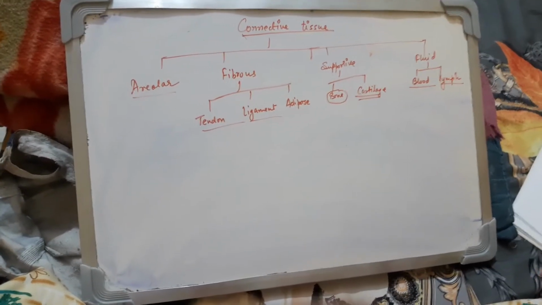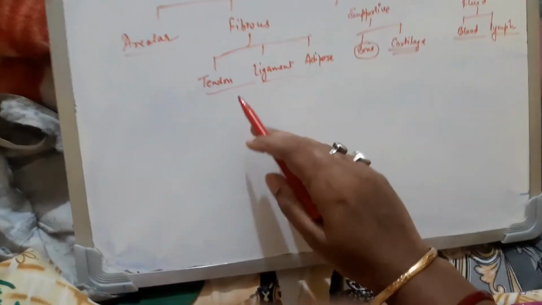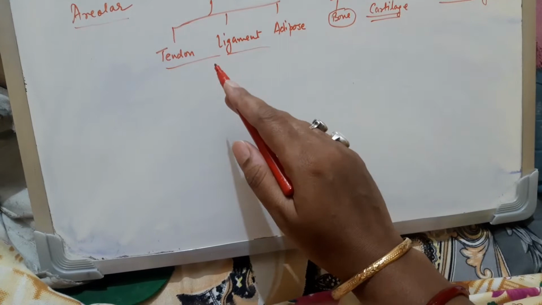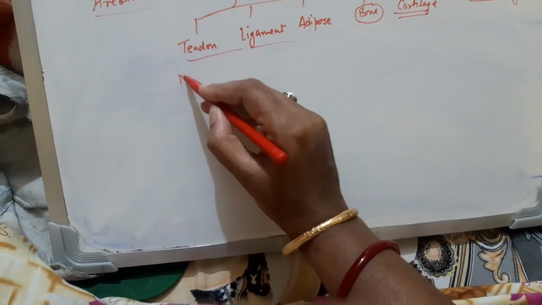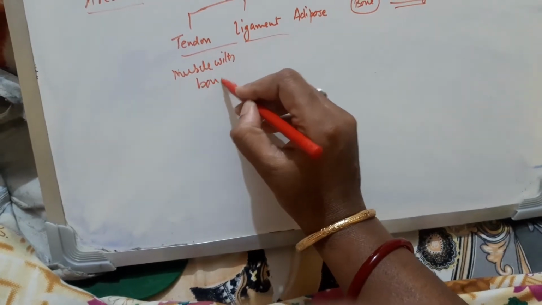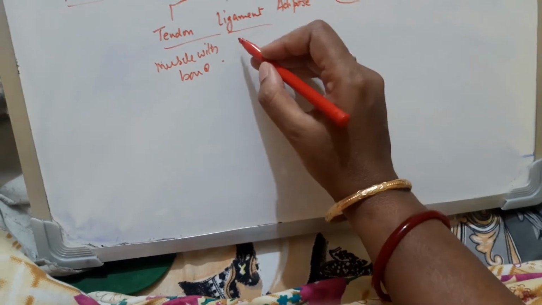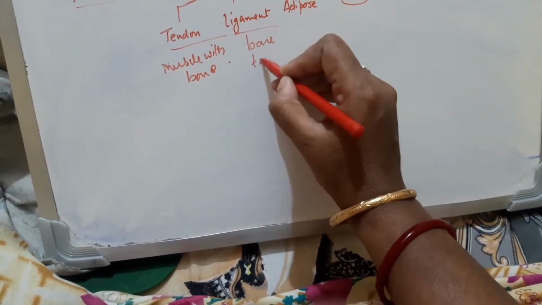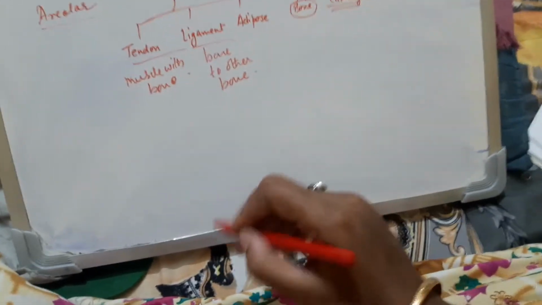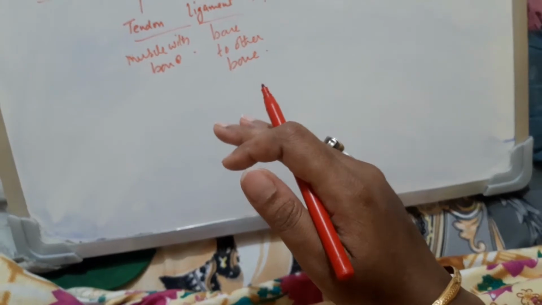Now we have fibrous connective tissue. Under this we have 3 things. One is tendon, other is ligament. Tendons connect muscle with bone, and ligament connects bone to another bone. Right? This we have already studied in previous classes. So that comes under fibrous connective tissue.